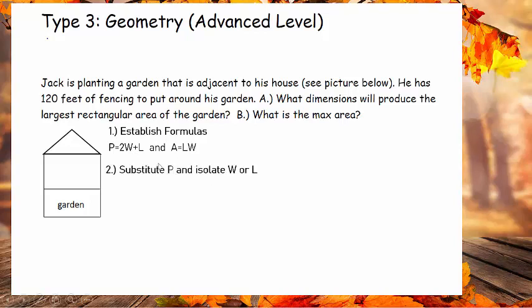You'll be given perimeter, so in this case it's 120. So we're going to go ahead and put that in for P into the perimeter formula. And then once we do that, we can either isolate the W or we can isolate the L.